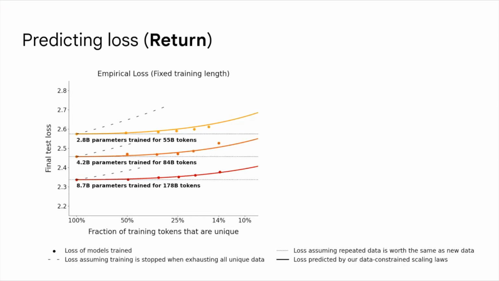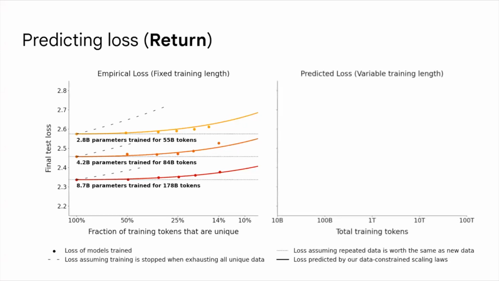And so for this one, it was entirely empirical. So we have those empirical dots. And now let's extrapolate the formula without empirical data, just extrapolate its predictions to many more training tokens. So on the y-axis are the total training tokens now. And for the first configuration, where we have 55 billion unique tokens, if we keep repeating those 55 billion, this is how the formula would predict the loss to behave.